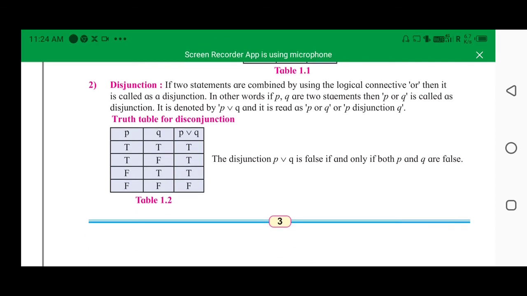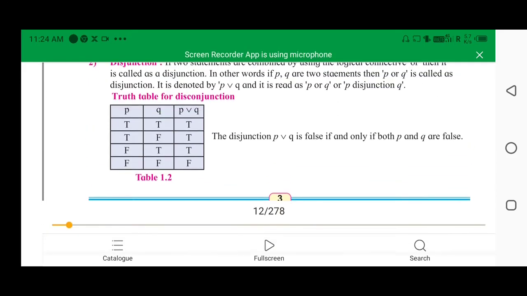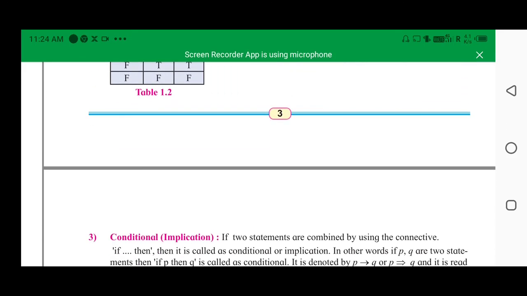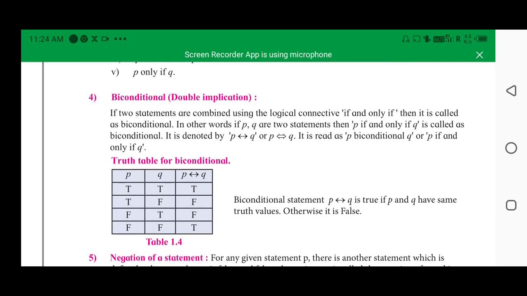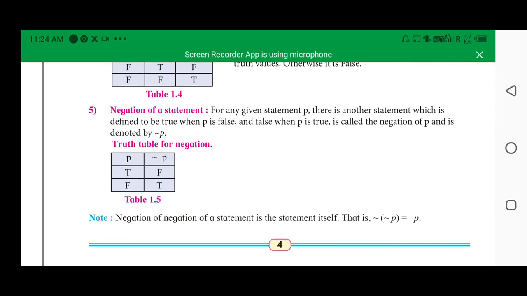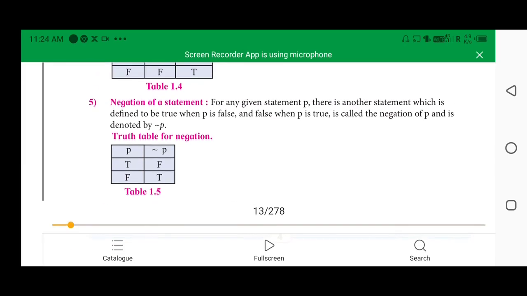This is just for remembering, because to draw the truth table we need to remember these tables, that is tables 1.1, 1.2, 1.3, 1.4 and 1.5. The negation of the negation of a statement is the statement itself. Okay, so try to remember that.